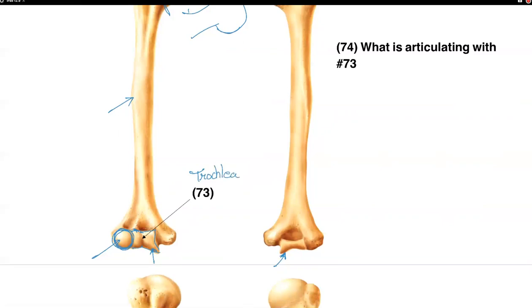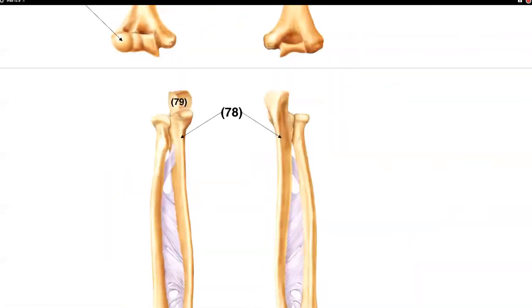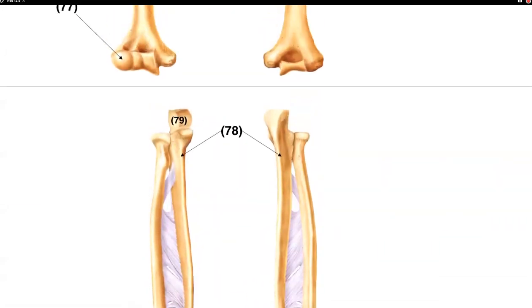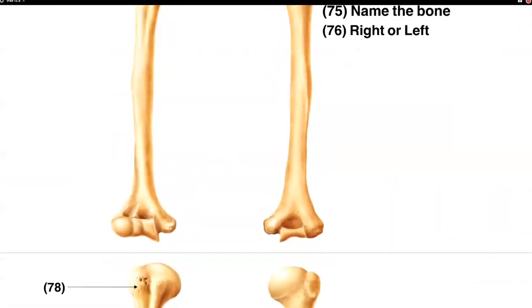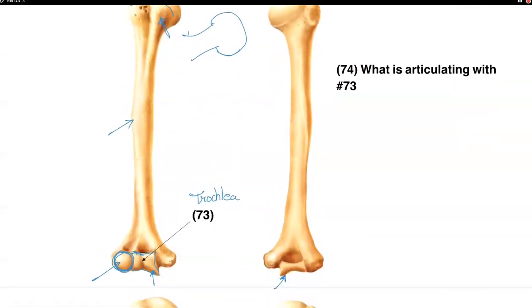And if you remember, the trochlea articulates with, as you see on here, this notch, my trochlear notch of my ulna. So the trochlea articulates here with the trochlear notch of the ulna.